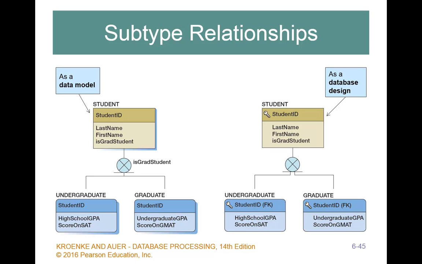Essentially, the subtypes, their values or identifiers, which are the same as the supertype, just become foreign key values that map back to that particular supertype.